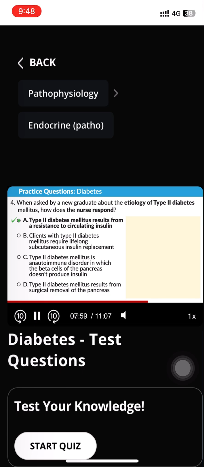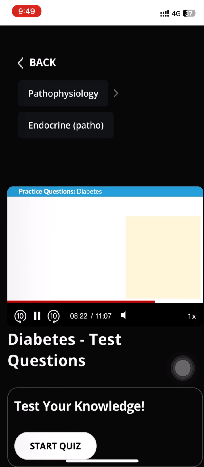Now, option C, type 2 diabetes mellitus is an autoimmune disorder. No, once again, this is type 1 diabetes. And option D, type 2 diabetes mellitus results from surgical removal of the pancreas. Wait a minute, what? No, this option is wild. We do not remove the pancreas in either diabetic conditions.